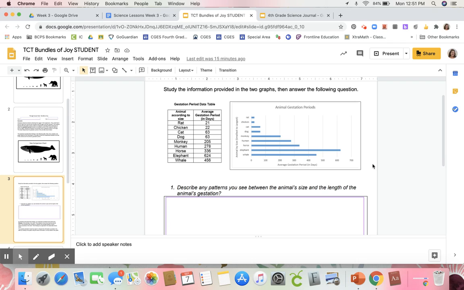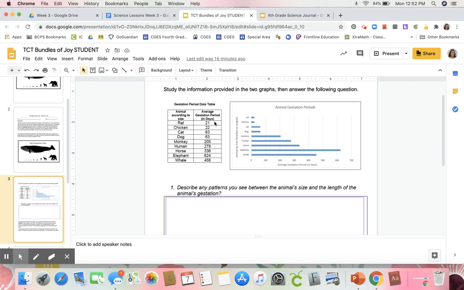Study the information provided in the two graphs and then answer the following question. This data table has the animal according to size. So we have a rat, a chicken, cat, dog, monkey, a human, a horse, an elephant, and a whale. Now over here is the average gestation period, or how long, whether it be the gestation period where the baby is inside the animal growing or within an egg.